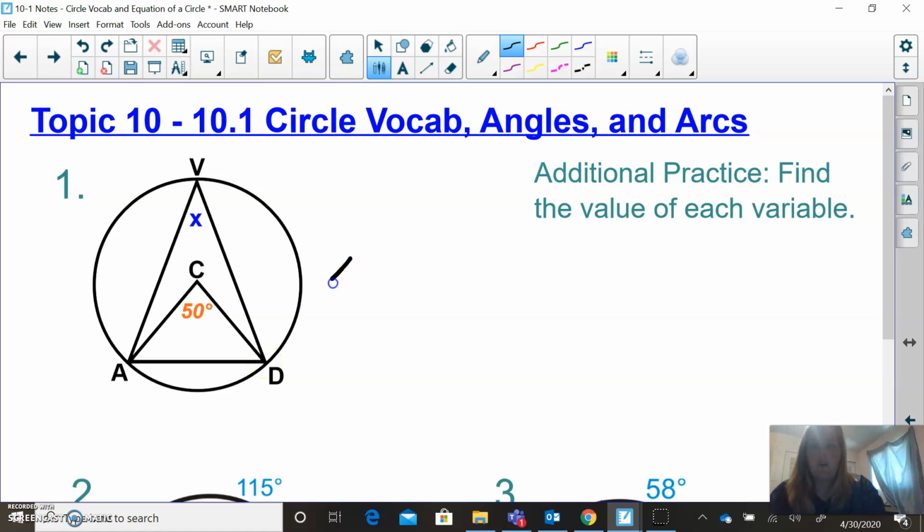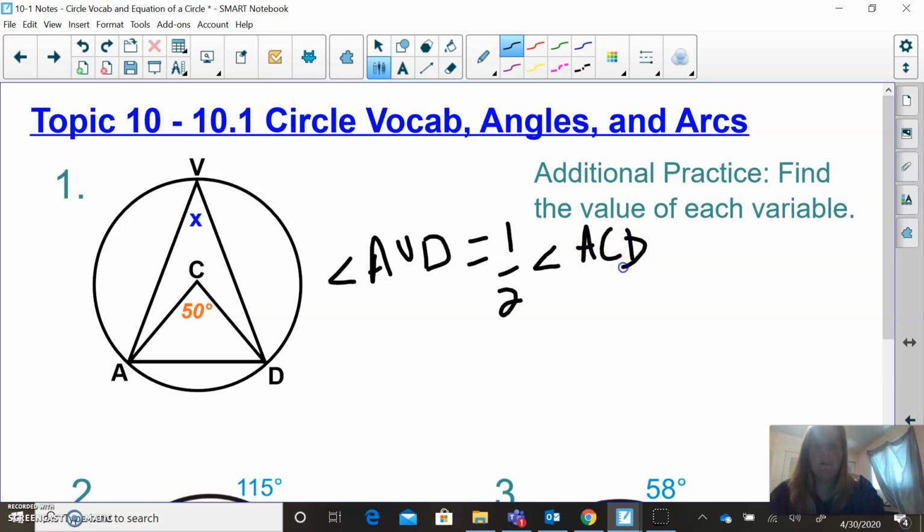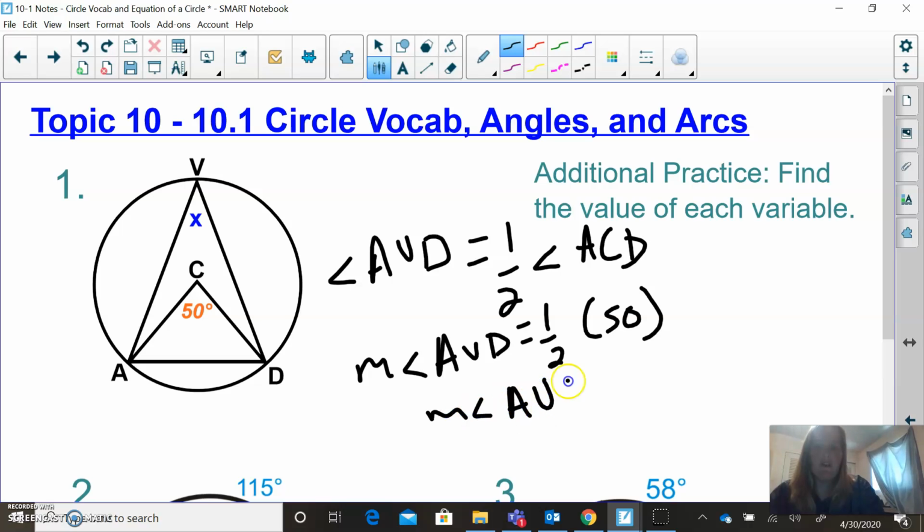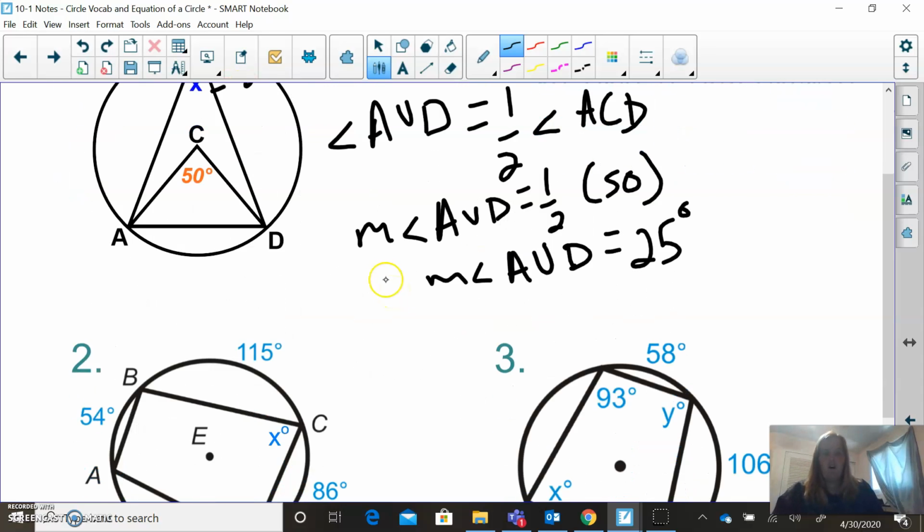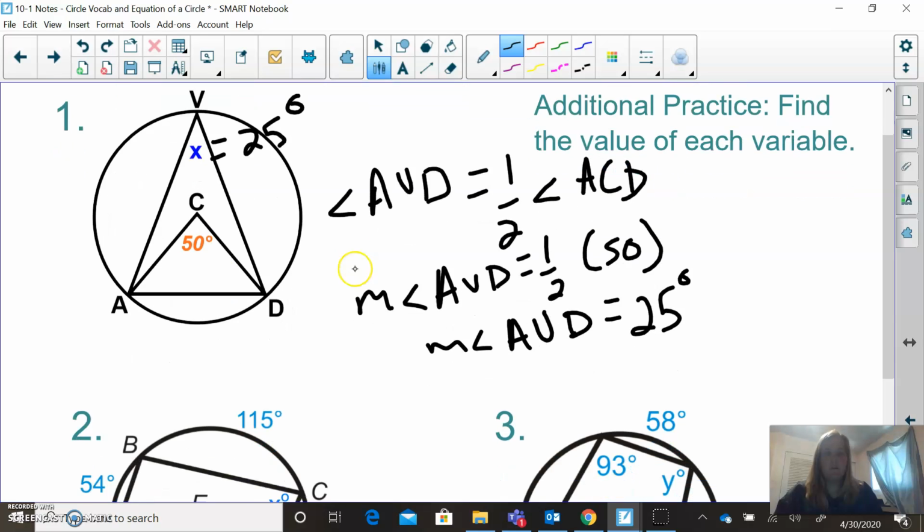So, angle AVD is equal to 1/2 of angle ACD. So, the measure of angle AVD is equal to 1/2 of 50 degrees. So the measure of angle AVD is equal to 25 degrees. So that means x is equal to 25 degrees. Awesome. Alright, guys. Let's keep going.